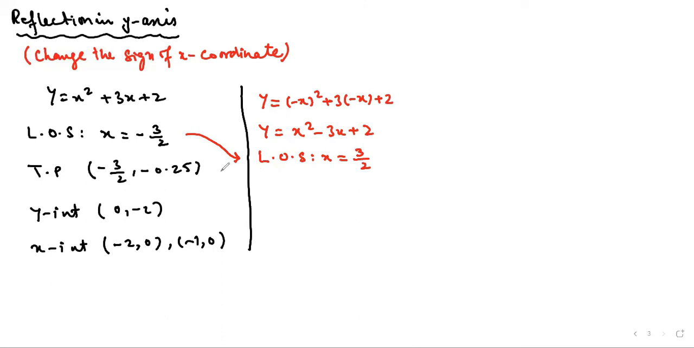The turning point is, now what is the new turning point? 3/2, minus 0.25. There will be no change in the y coordinate. And this one is 0, minus 2. This one is the y-intercept.